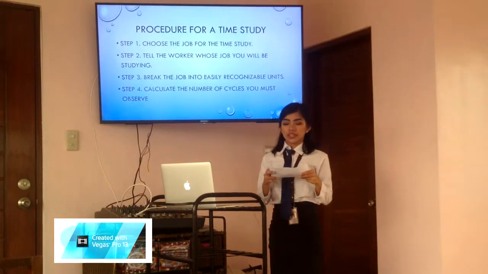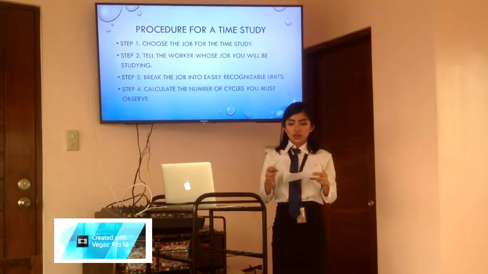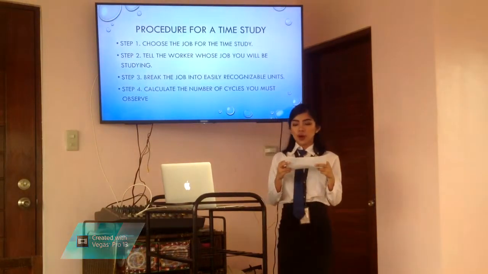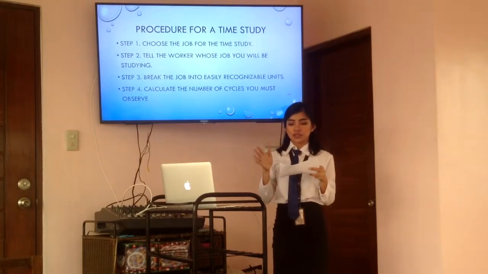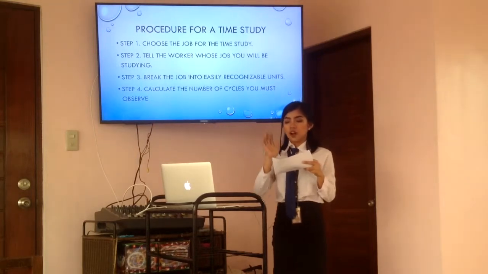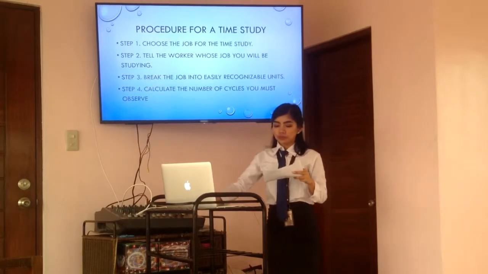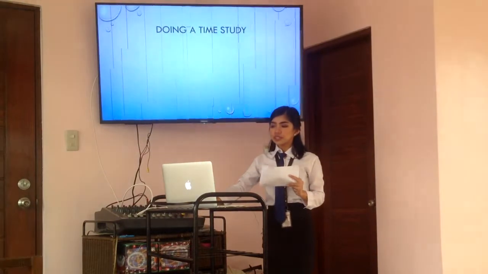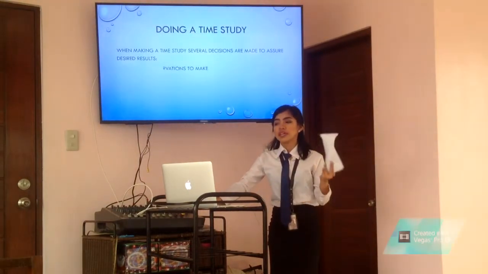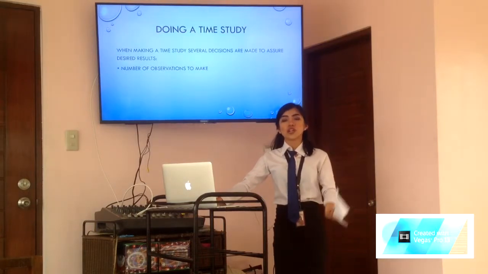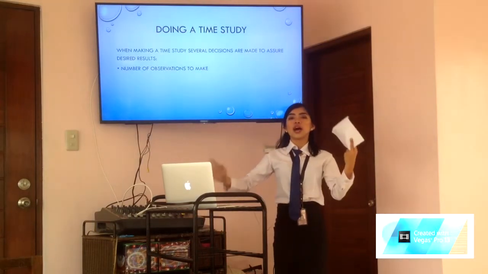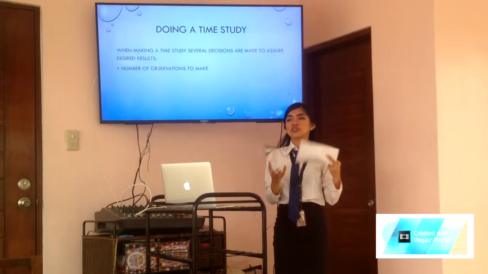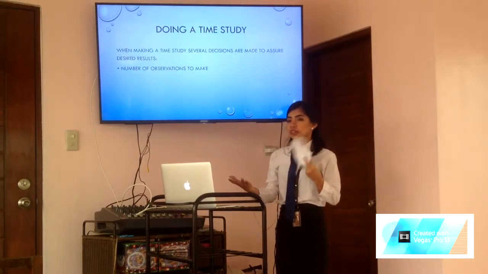When making a time study, to ensure the results you want, we often express a desired accuracy level. For example, we want an accuracy level so that the standard time is within 10% of the mean of the time it takes to do a job. So, let's have it more precisely. When making a time study, several decisions are made to assure the desired result.